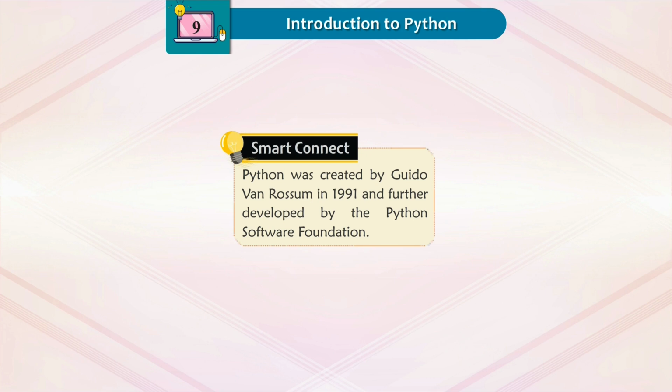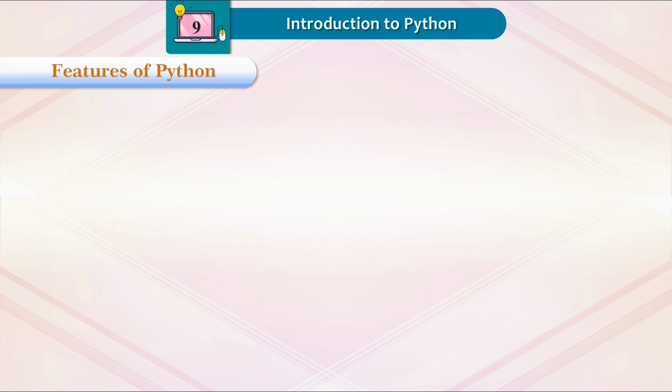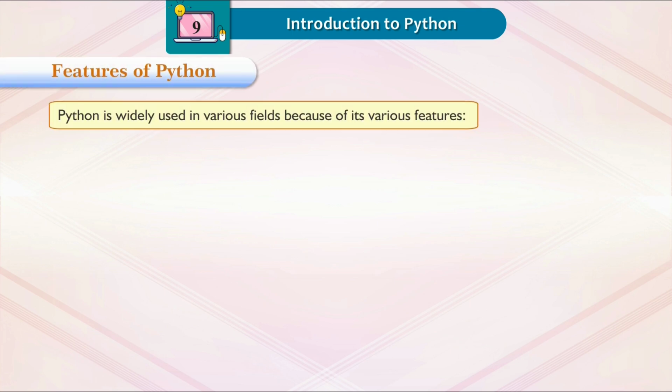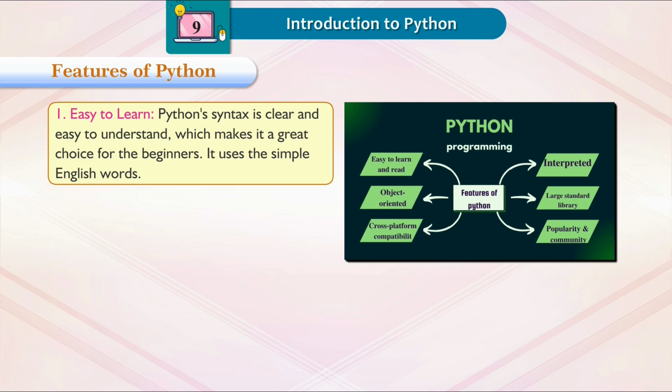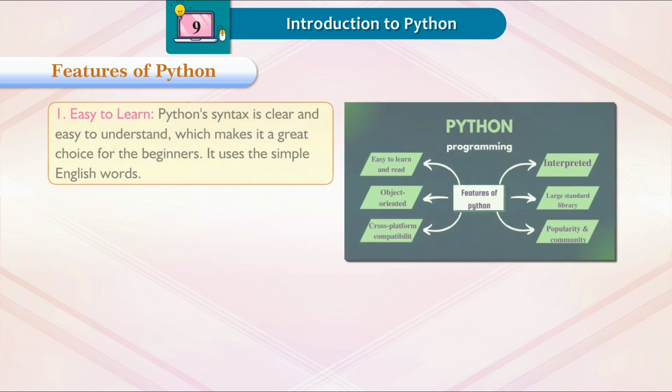Smart Connect. Python was created by Guido van Rossum in 1991 and further developed by the Python Software Foundation. Features of Python. Python is widely used in various fields because of its various features. 1. Easy to learn. Python's syntax is clear and easy to understand, which makes it a great choice for beginners. It uses simple English words.